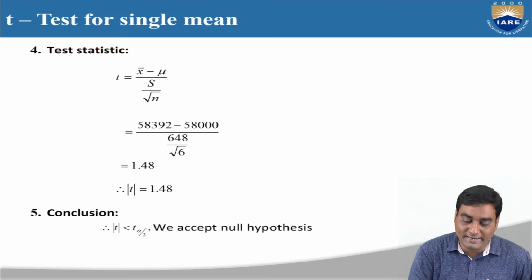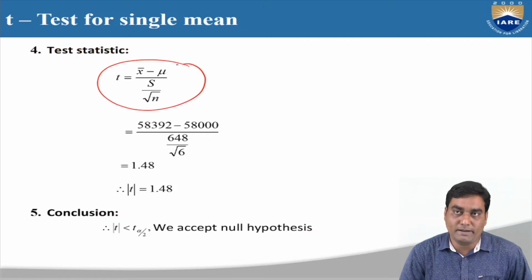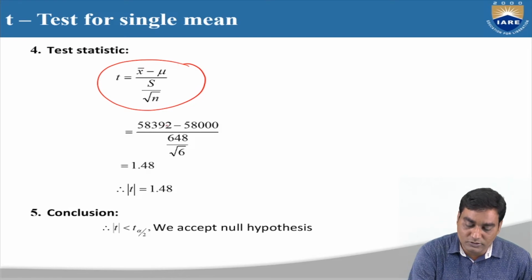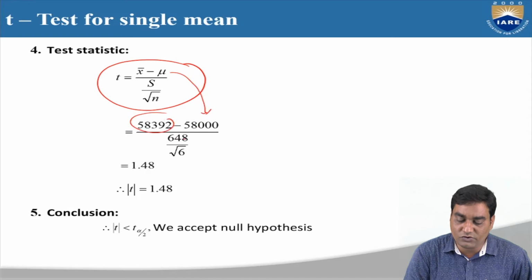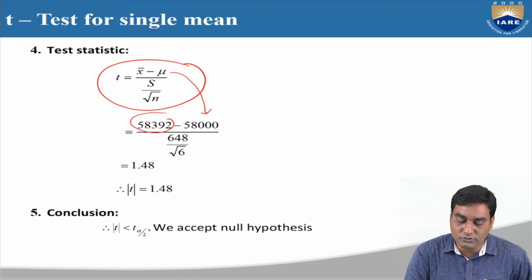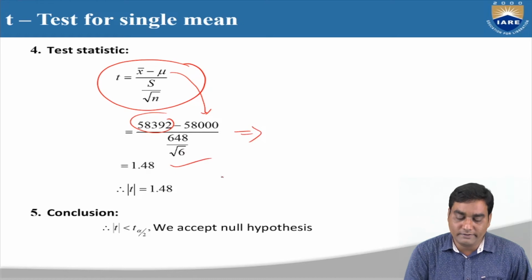Step 4 formula: t equal to x bar minus mu by s by root n. This is the formula for t-test for single mean. And we know that x bar from the question is 58,392 and mu is 58,000. The s value is 648, that is also given. Under root of n, where n equal to sample size 6. If you simplify this value, we are going to get t value 1.48.